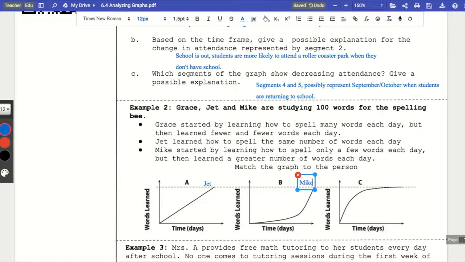And then finally, the last one has to be Grace. She's the last one left. But even just looking at Grace's description, she did start out by learning a lot and then started tapering off by learning fewer words each day.